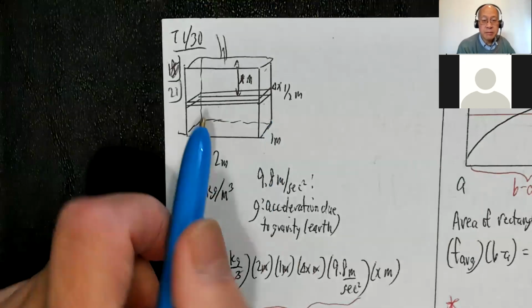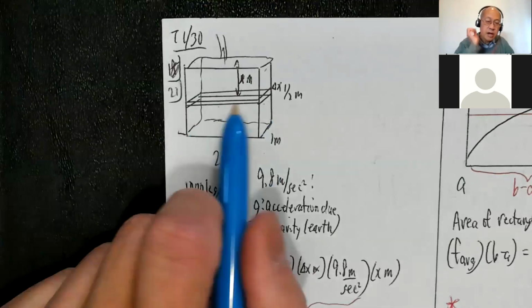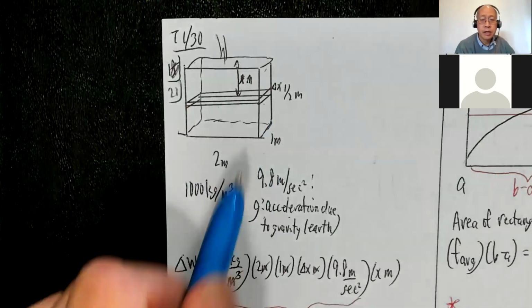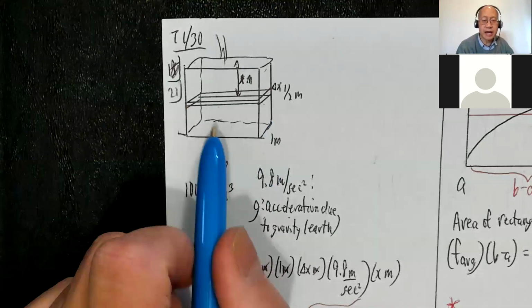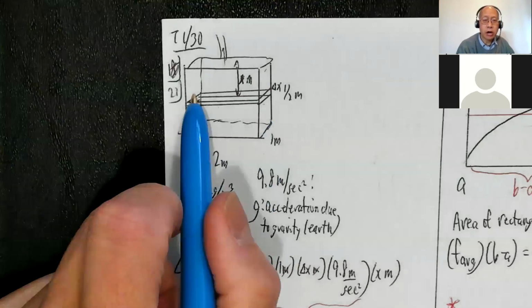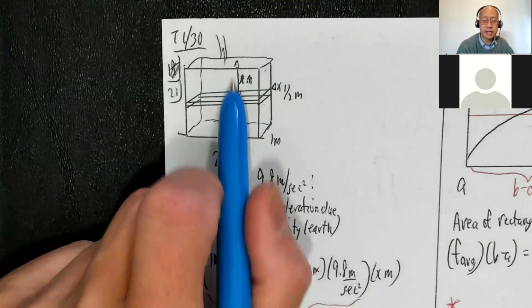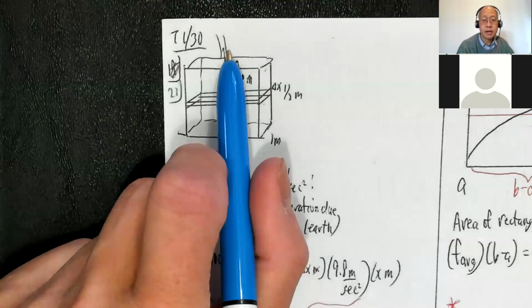Okay. I'm slicing like so. It's almost like I got a very thin sandwich of water. And you say, why am I slicing like that? If I slice like this, all the water molecules on this slice are traveling the same distance roughly, which is X.